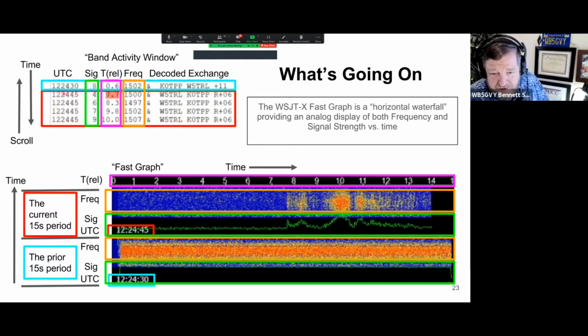Up here is the band activity window, and I've got matching color boxes corresponding to those in the fast graph. For example, the long horizontal timeline in purple has that same information in the band activity window, shown in this purple box outline. The decoded frequency in the orange box is also in the band activity window in this area here. The UTC time in red corresponds to this box in the fast graph.